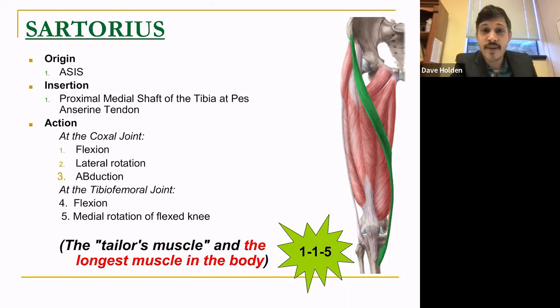All right, those are the 5 muscles for the day. Good stuff. Questions, comments, concerns?